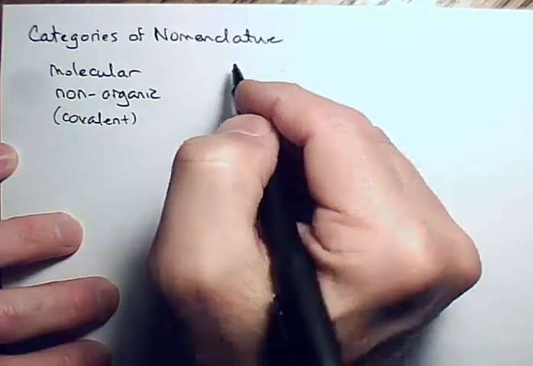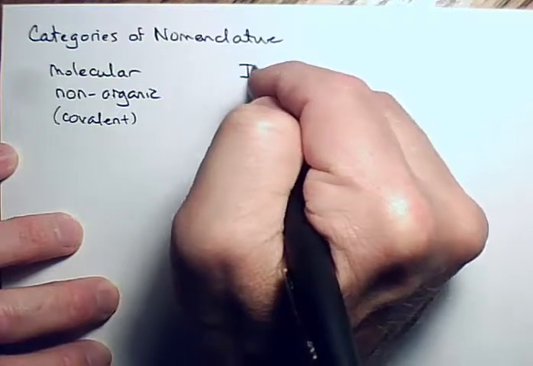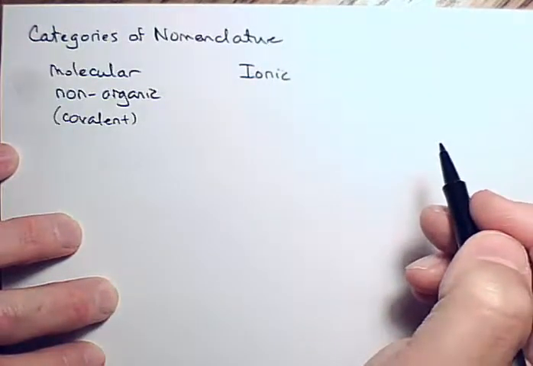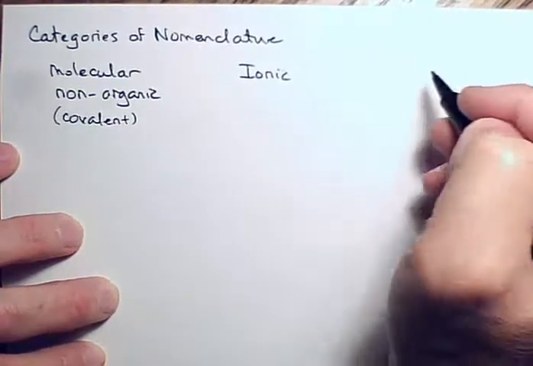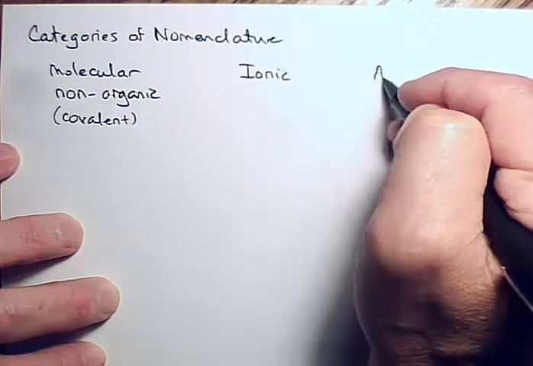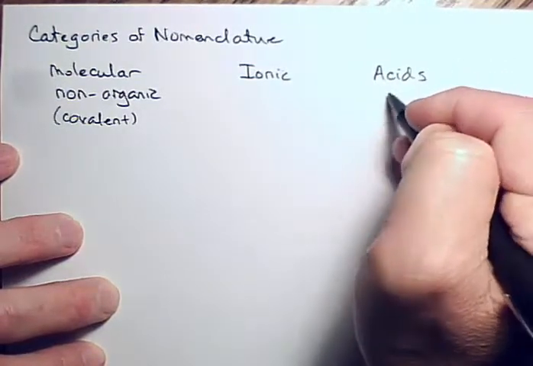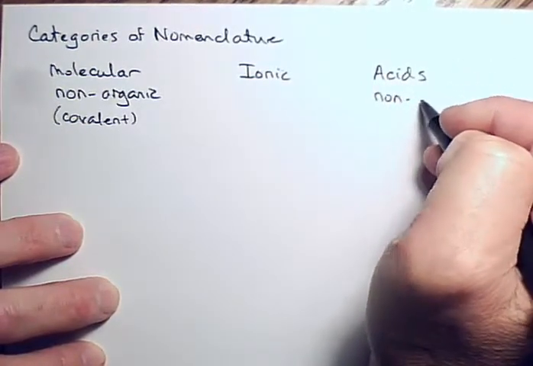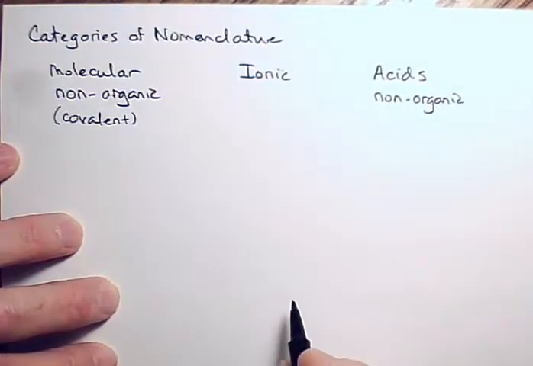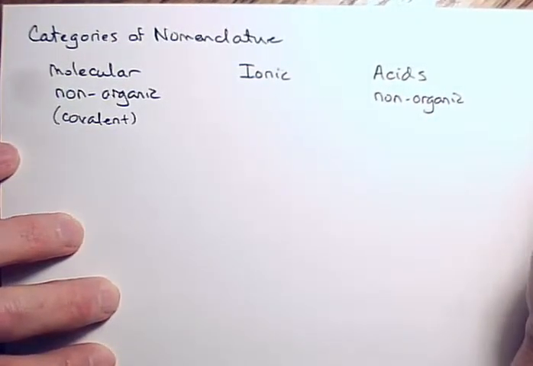Then we have the category of ionic compounds. Then we have the category of non-organic acids. And then we have the category of organic compounds. And these are also covalent.